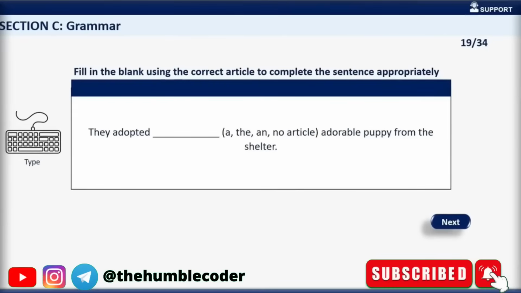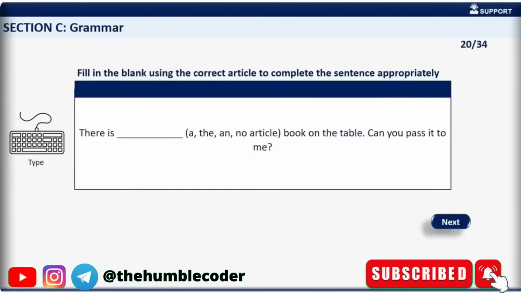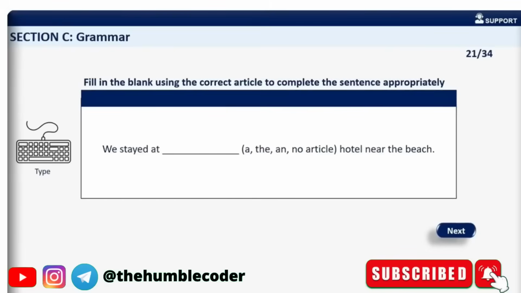Let's move on to the next question now. They adopted dash adorable puppy from the shelter. The correct answer is going to be an adorable, because here we are using a vowel. So they adopted an adorable puppy from the shelter. Let's move on to the next question. There is dash a book on the table. Can you pass it to me? So the correct answer in this case is going to be, there is a book on the table. Can you pass it to me? Let's move on to the next question now.